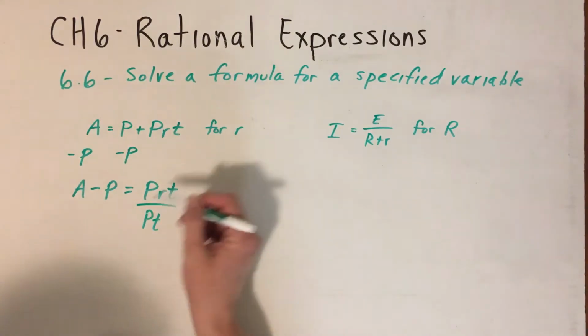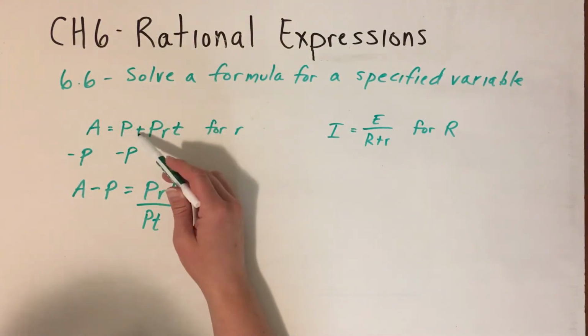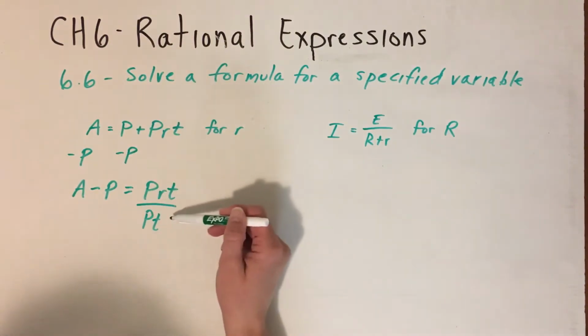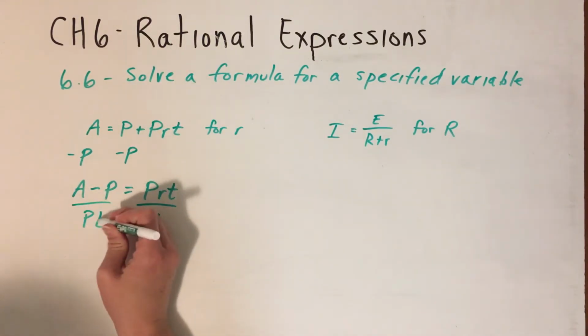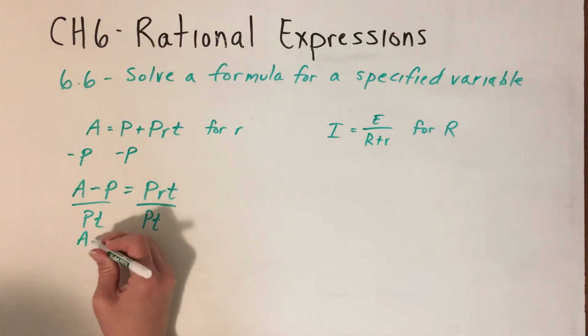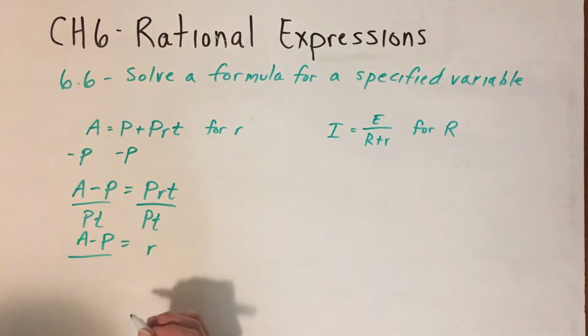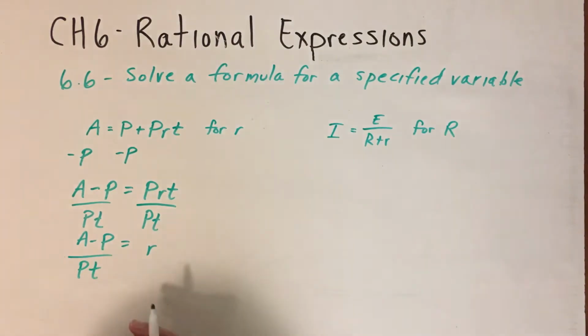So the way that you isolate a variable is you do the opposite. So this p is connected through addition and subtraction. It's a positive p, so I'm going to do the opposite. Here it's connected through multiplication, so I'm going to divide both sides. So the way that you would do this is you would then say, okay, well then r is equal to a minus p over pt.